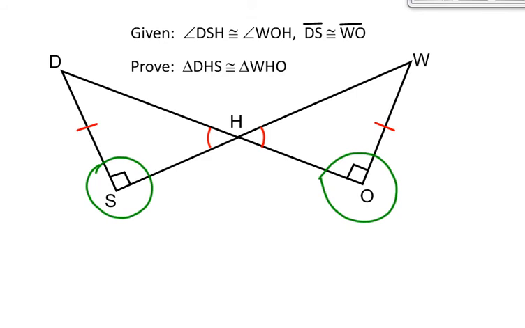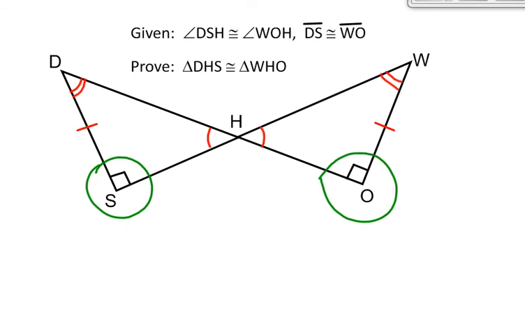Well, I can't use any of my tools right now because it doesn't match any of them. I've got a side and two angles, but the side's not in between them. So I need some more. Okay, well, here's what I can do. If you broke the code here, you notice that two of the angles in each of the triangles are congruent. So if you reach way back to that two angles theorem, what did it tell us? If two angles in a triangle are congruent, then the third angles must be congruent as well. So I therefore know that angle D is congruent to angle W over here.